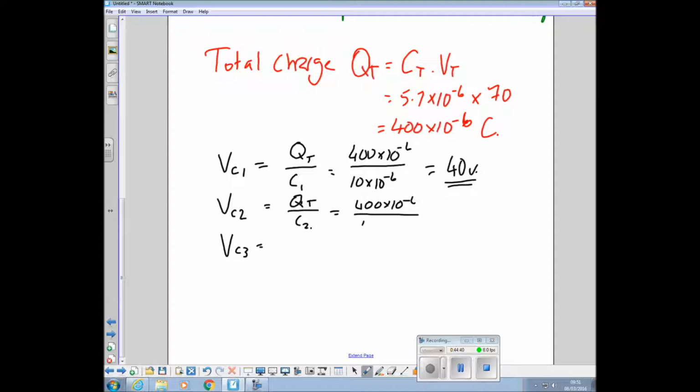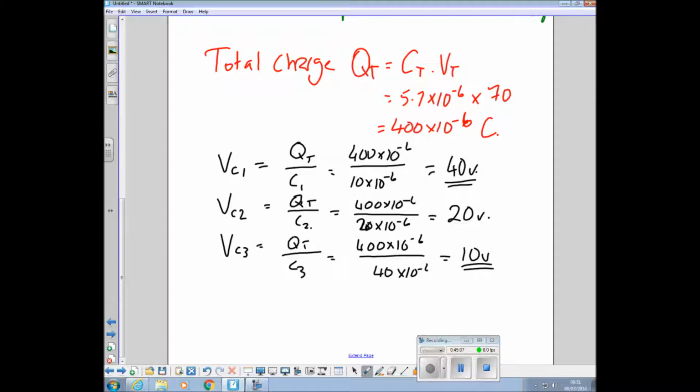(20) times 10 to the minus 6, that equals 20 volts, and this is QT over C3, 400 times 10 to the minus 6 over 40 times 10 to the minus 6 equals 10 volts. What do you notice about those voltages?